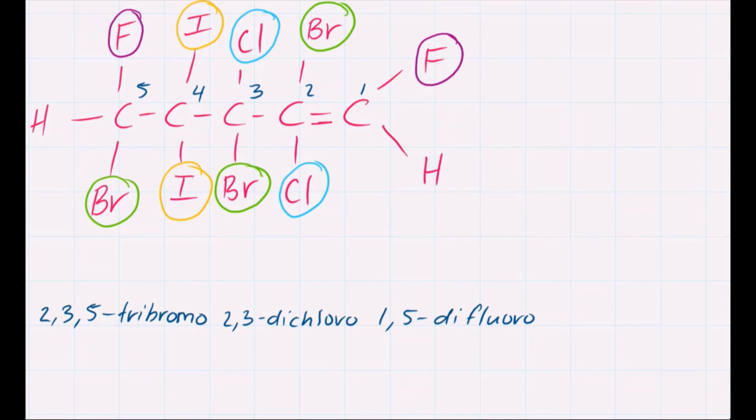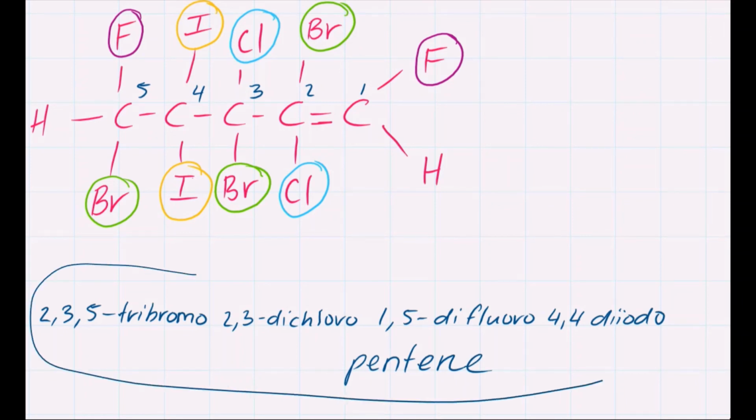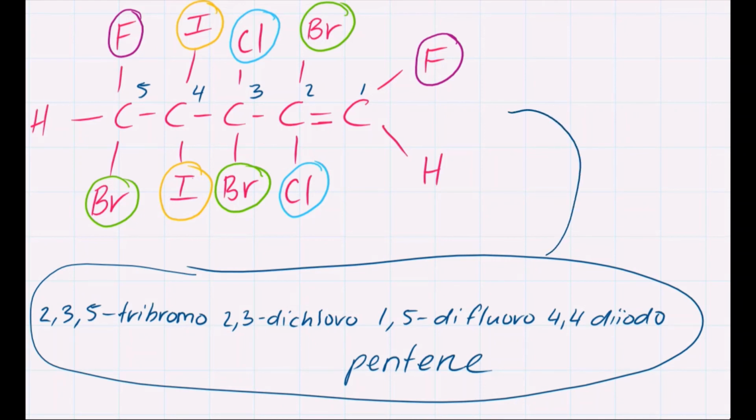And iodo, there are 2 of them. Both of them are on carbon number 4. So it's 4,4-diiodo pentene. Beautiful. It's that.